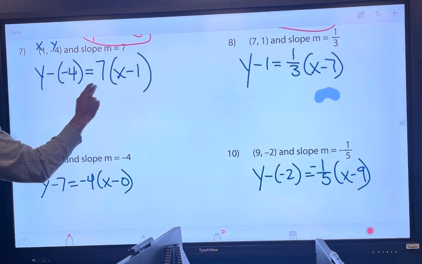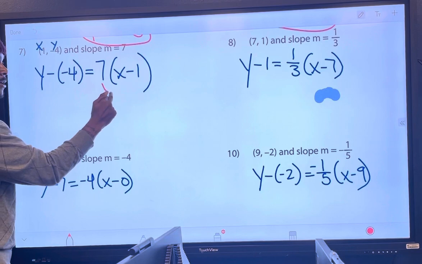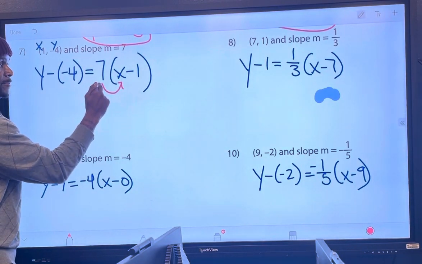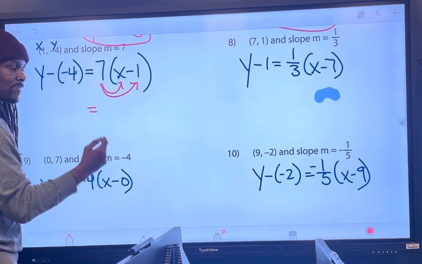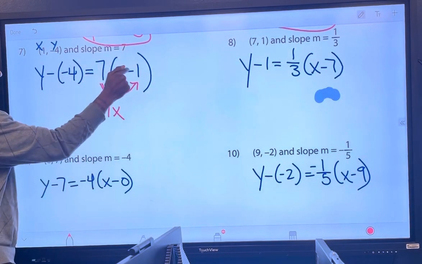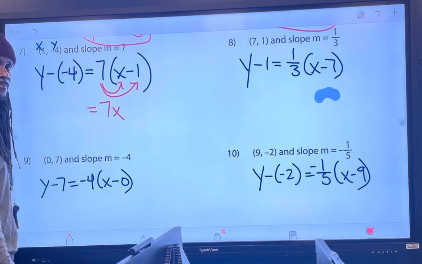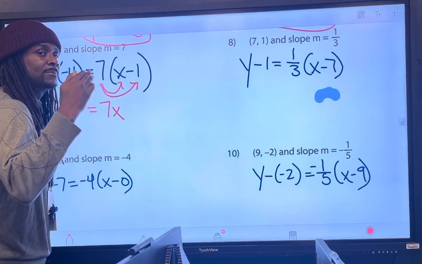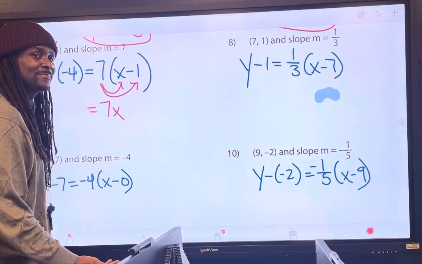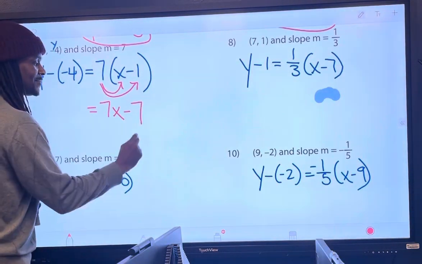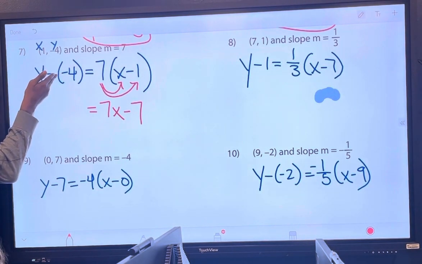Distribute what? 7 to x and negative 1. So now, what's 7 times x? 7 times x is 7x. 7 times negative 1 is. What's 7 times 1? 7. What's 7 times negative 1? Negative 7. Come on. Now, this double negative is really a positive.